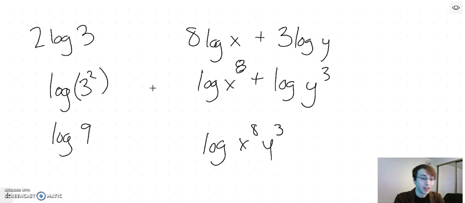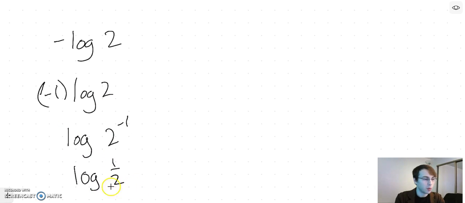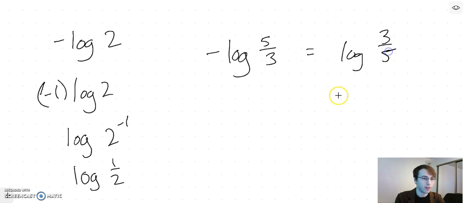So now, a consequence of this rule is that negative log of, say, 2, that's like negative 1 times log of 2, which is like log of 2 to the negative 1, which is log of 1/2. So putting a negative in front of a log flips the fraction of whatever's in the log. So like negative log of 5/3 equals log of 3/5.